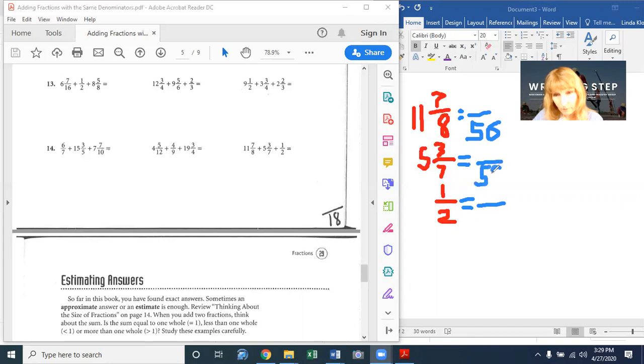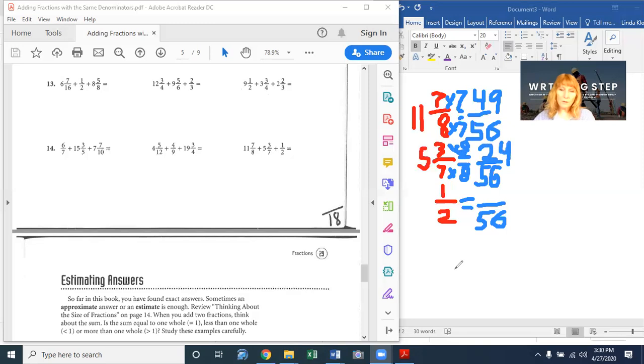56 and 56. 8 times what gives us 56? 8 times 7, so times 7 on top. 7 times 7 is 49. 7 times what gives us 56 here? 7 times 8, so times 8 on top. I'm drawing 8 here. 3 times 8 is 24.